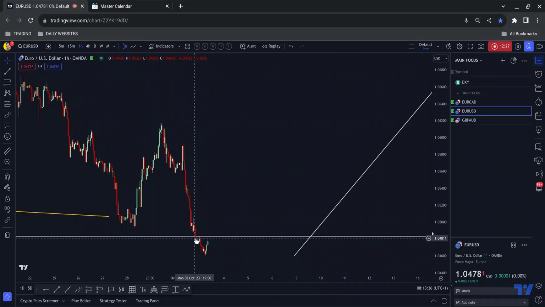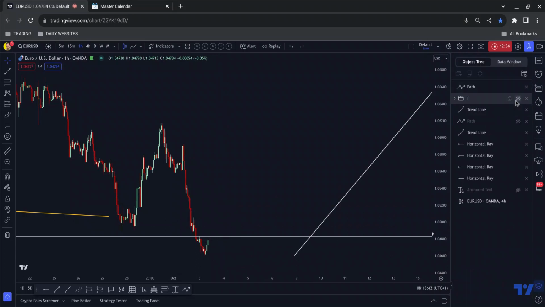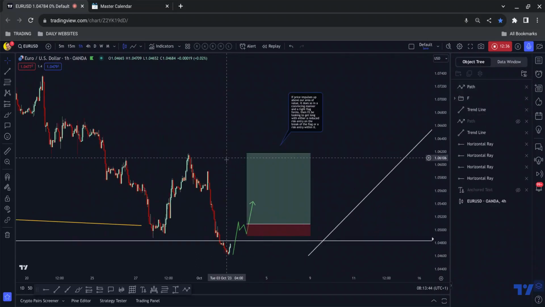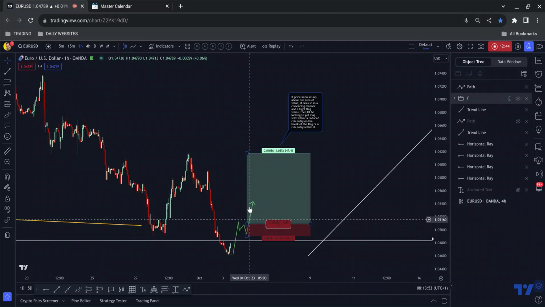What do we know? If we break an area correctively, then the next move up is likely an impulse in the other direction. So very simple stuff. And with that in mind, what I'll be looking for today, I have an alert set just above the ray line, which may trigger by the end of this video. But if we push up impulsively and we flag, then I will be looking to get long either on the break of the flag or within it.